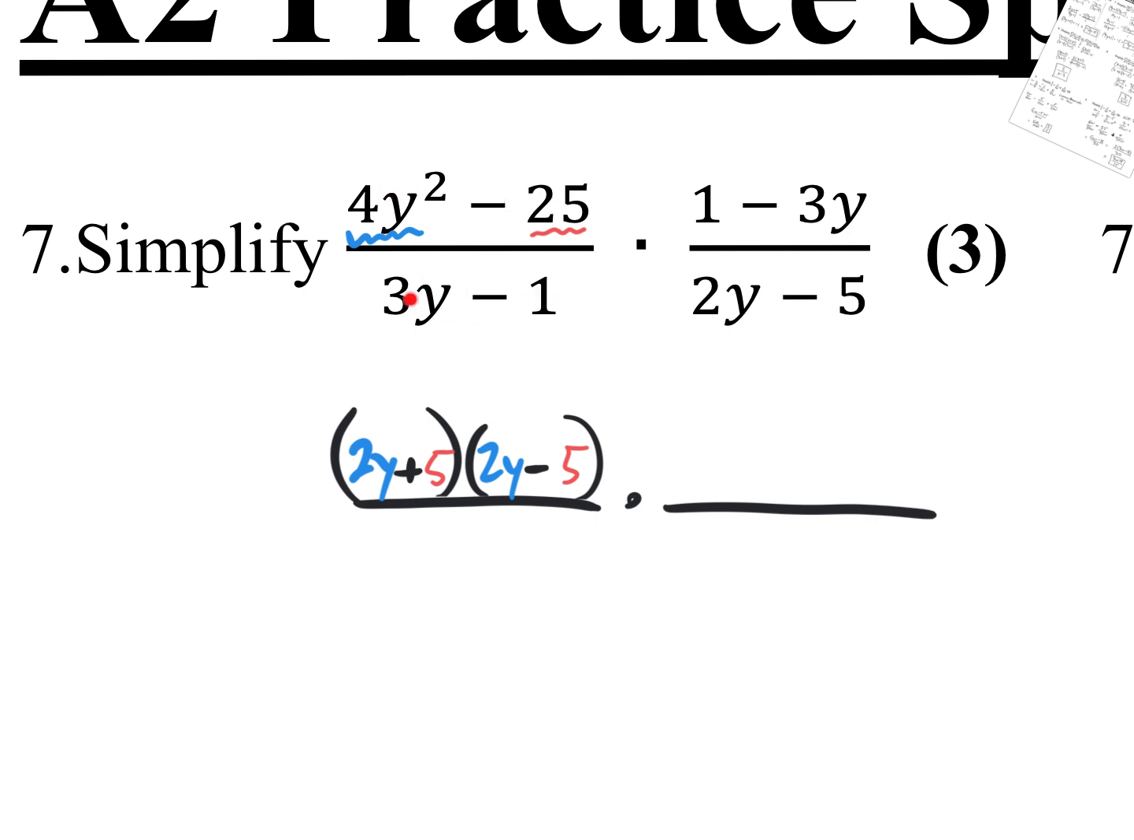Down here, this guy, could you factor anything? Is there a GCF you could pull out? No. Is there a difference of 2 squares? No, it's just, that's what it is. It's a binomial. It's going to stay the same, 3y minus 1.